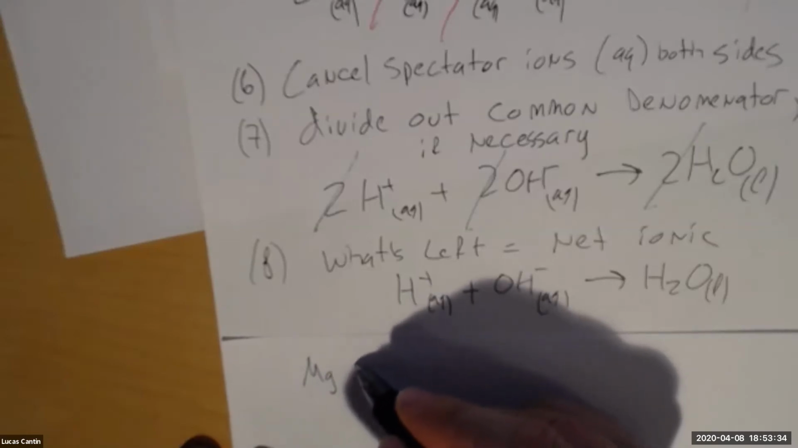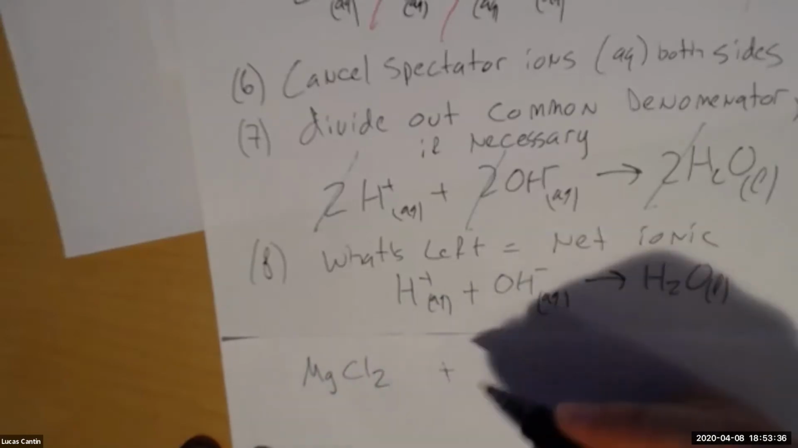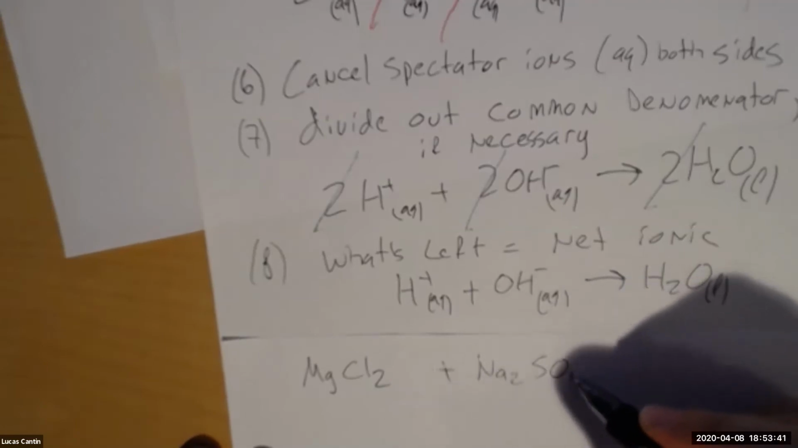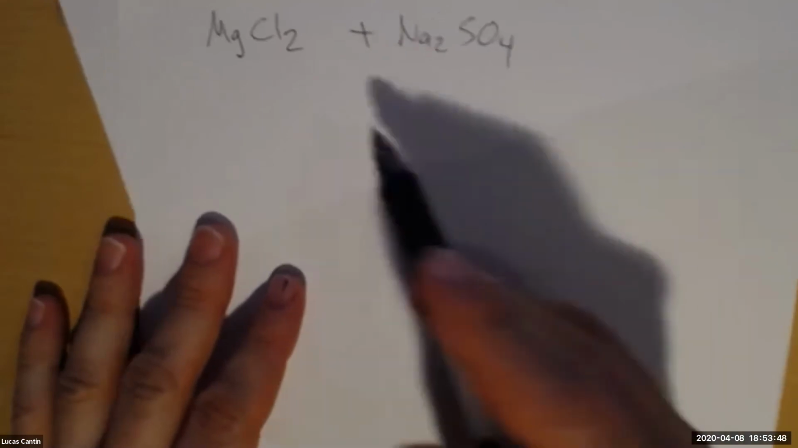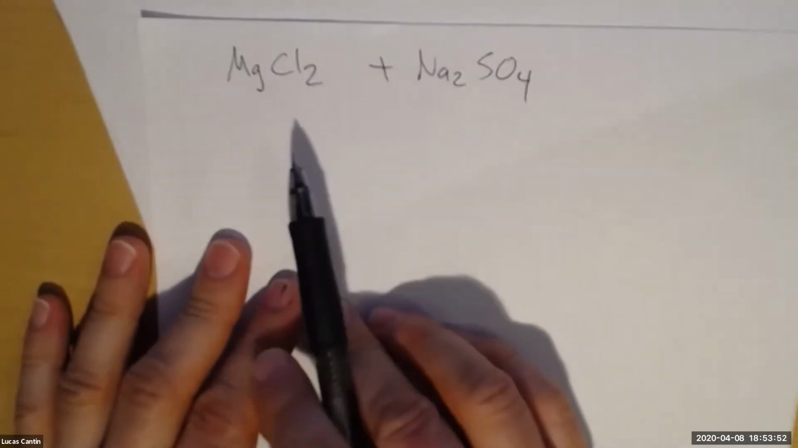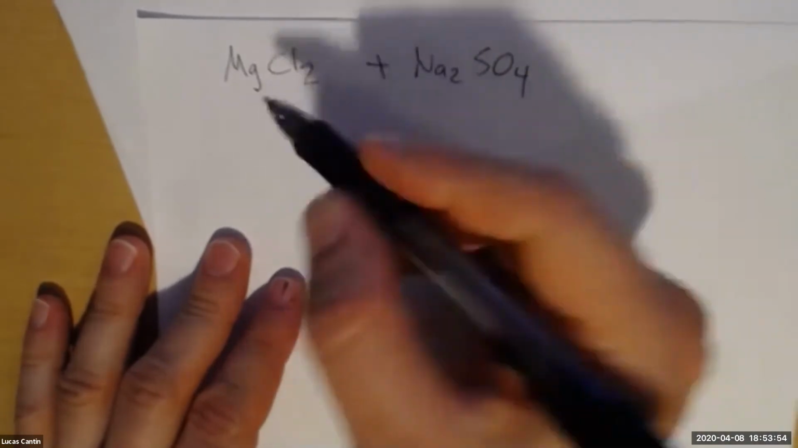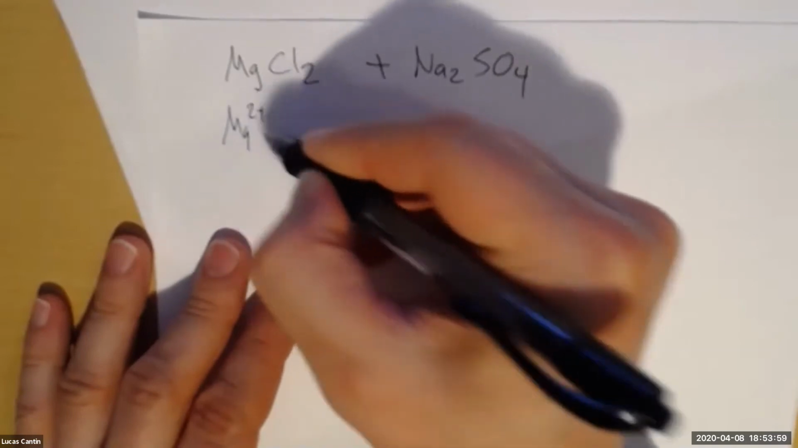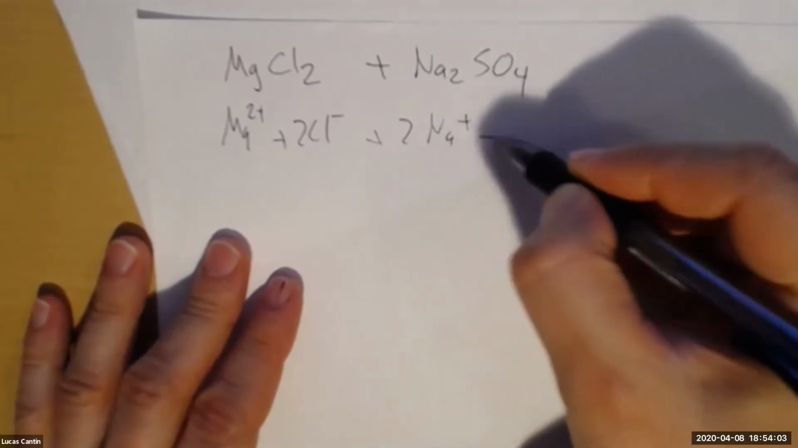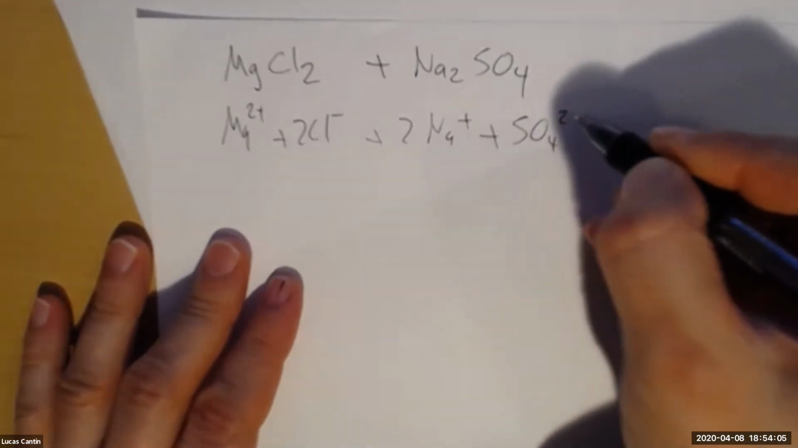Magnesium chloride plus sodium sulfate. Let me move this up. So the same kind of process. I don't know if I could go through this quicker or not, or do you guys want me to go at that same speed? Can go quicker. Yeah, quicker. So this breaks apart into magnesium 2 plus, 2 chloride minus, plus 2 sodium plus, SO4 2 minus.